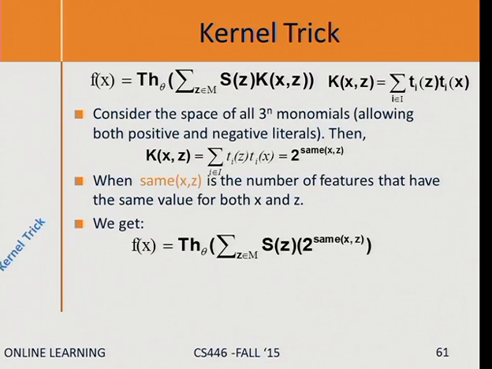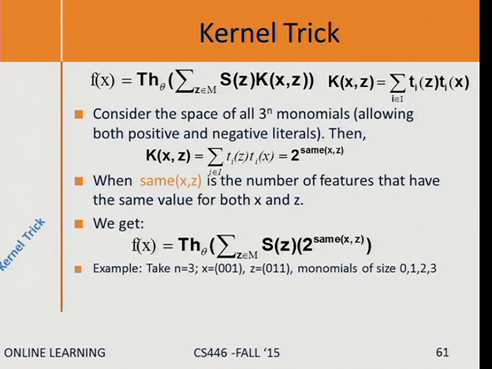Let's think about this example. Let's assume that n is 3, and I'm looking at these two examples. This is the example I care about, and this is one of the examples on which I made a mistake, and I'm going to use it as my example. Because n is 3, I'm going to compute monomials of size 0, that means the empty function, everything is on, and monomials of size 1, 2, and 3.